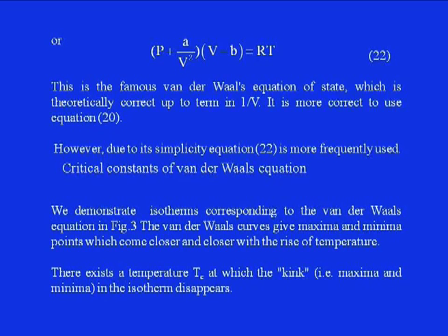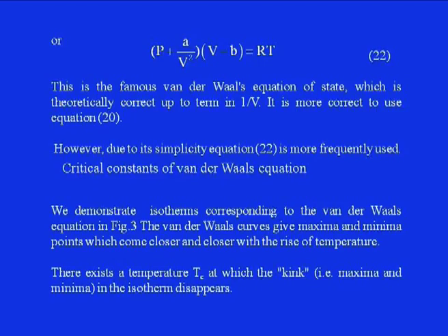We demonstrate the isotherm corresponding to the Van der Waals equation in Figure 3. From the theory, the Van der Waals curves give maxima and minima points which come closer and closer with the rise of temperature. Just see it, this is the maxima and minima; if you increase the temperature, then this maxima and minima will come closer and closer and finally disappear.